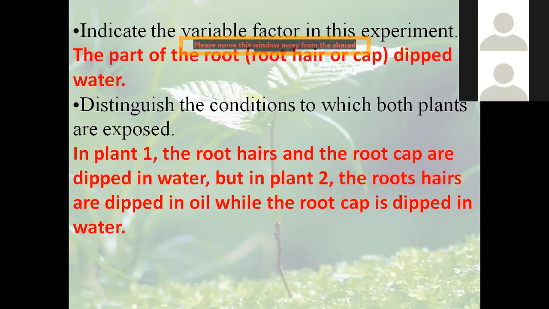Distinguish the conditions to which both plants are exposed. In plant 1, what happened? The root hairs and the root cap, both of them, are dipped in water, placed in water, or immersed in water. But in plant 2, the root hairs are dipped in oil while the root cap is dipped in water.